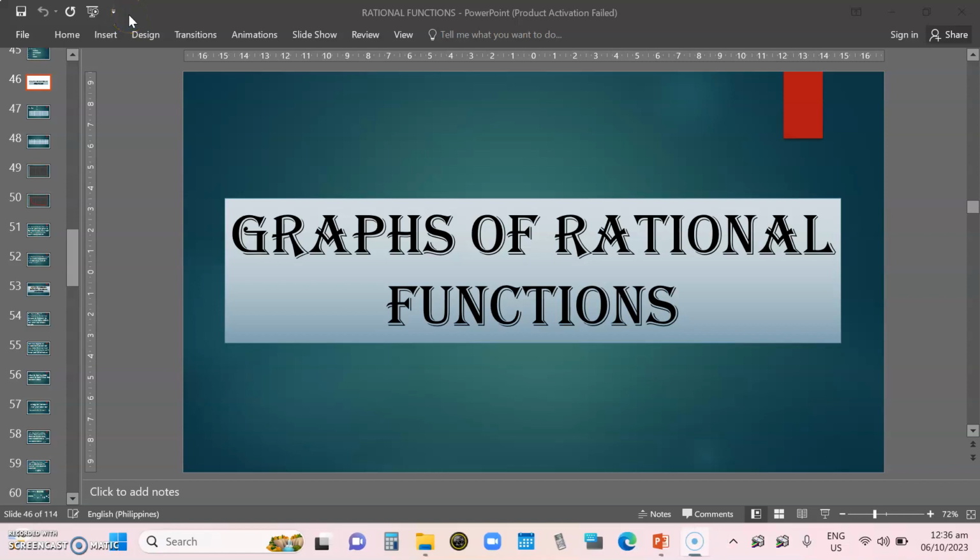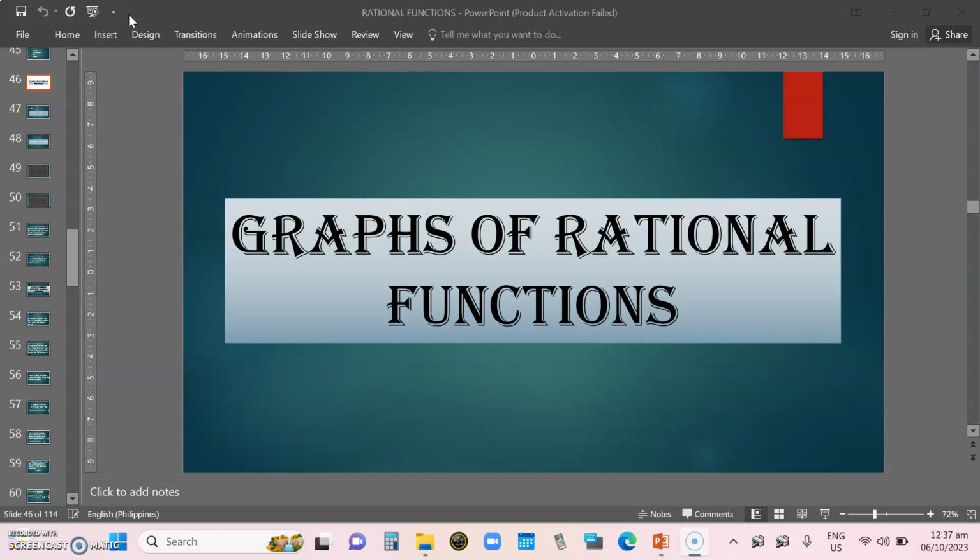After finding the domain and range of rational functions, let us proceed with another topic, which is all about graphs of a rational function. Did you ever wonder what the graph or the characteristic of the graph of a rational function is, and what rational functions look like?